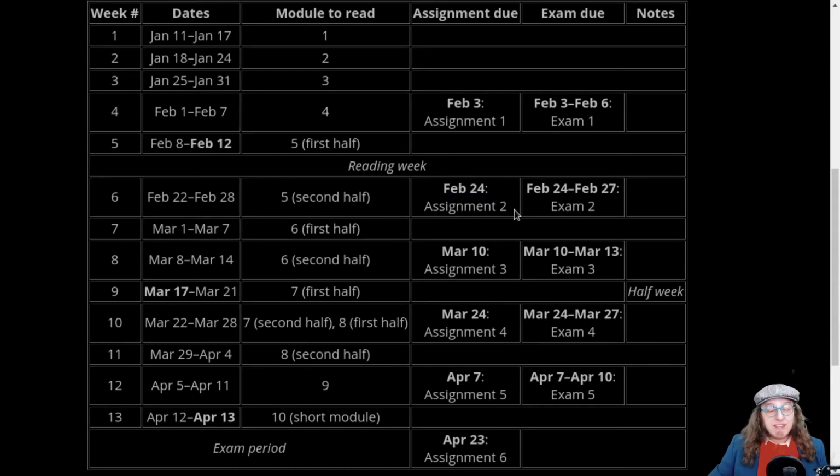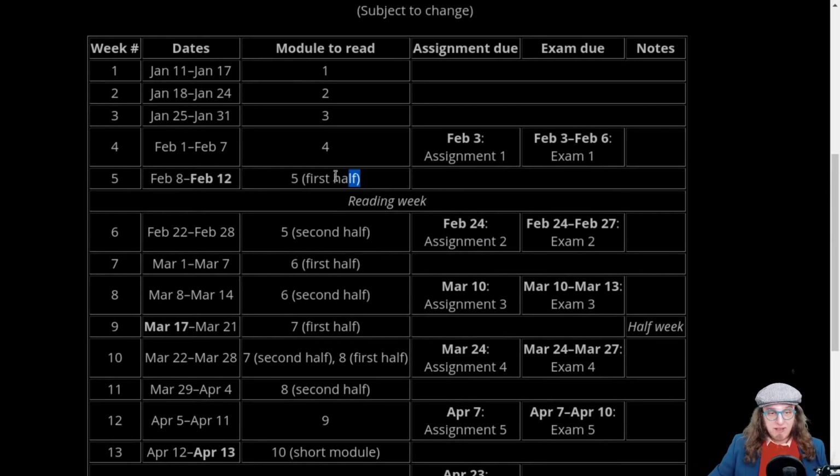Also due this week is Assignment 2. Hopefully you are mostly done with Assignment 2 by now. And Exam 2 will become available on Wednesday. Exam 2 is on the first half of Module 5 and all of Module 4.